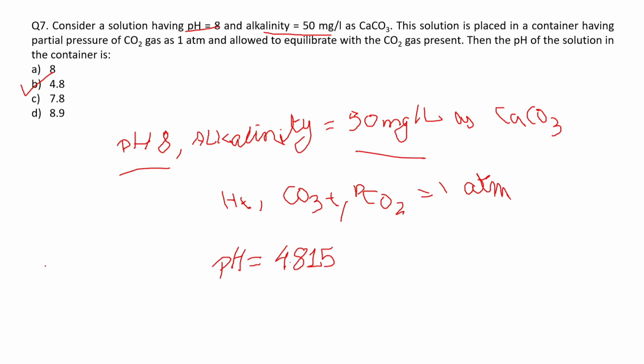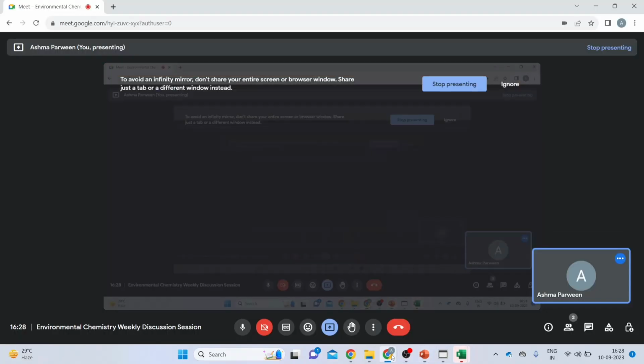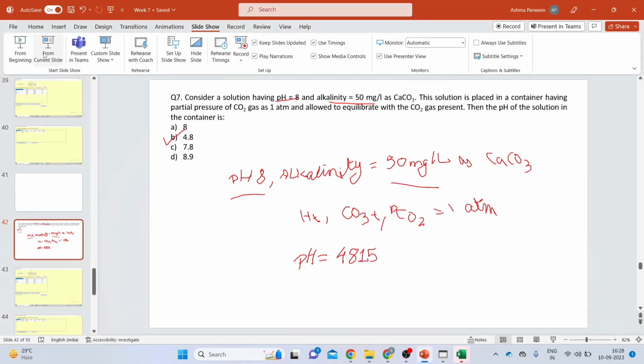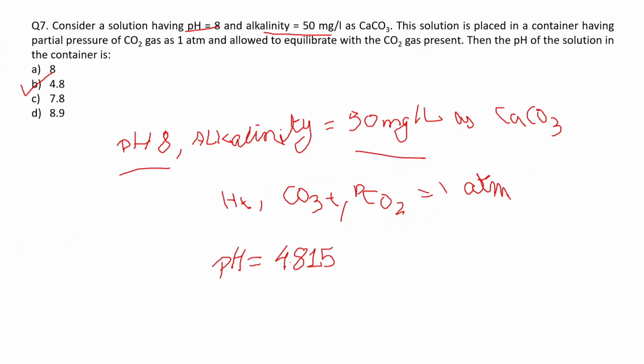We will put all the components along with their concentration and along with the condition if the system is open or if the system is closed. Then we can see if the system is open or closed, do the calculation, and find out the final pH or whatever is asked in the question.